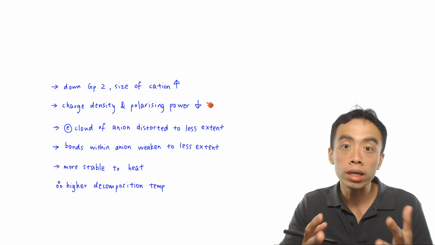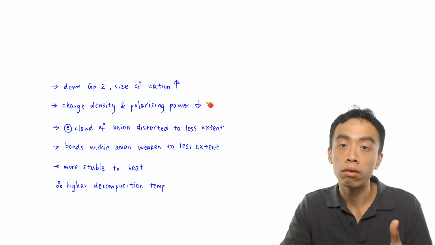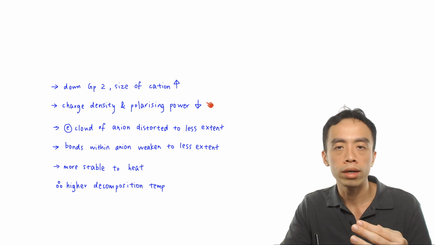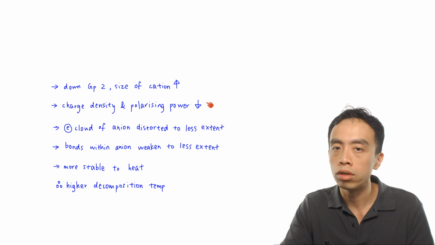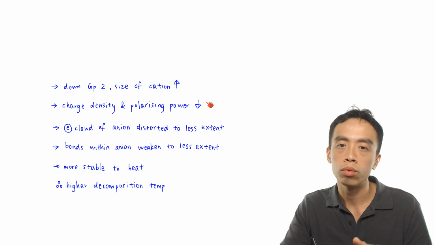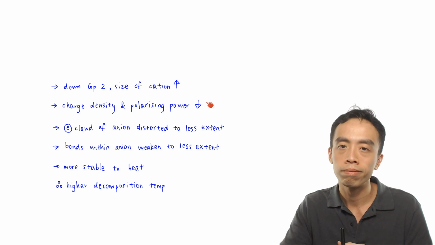and there's a weaker ability to distort the electron cloud of the anion. So the bonds within the anion are stronger. It requires a higher temperature to decompose this salt. So the decomposition temperature of group 2 metal salts will increase as you go down the group. Alright, so that was the discussion involving thermal stability and the decomposition temperature of group 2 metal salts.